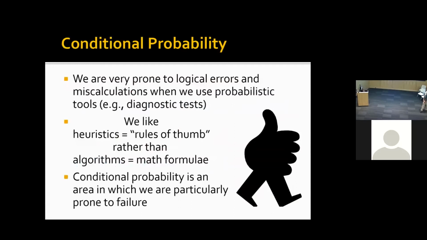All right. So why is this so hard for us? Well, it has to do with conditional probability. We're really prone to logical errors and miscalculations when we use probabilistic tools, of which diagnostic tests are one. So we like heuristics. That's the way we're built as people. This is a source of stereotypes and all kinds of biases, rather than using algorithms, rather than using the actual formulas that underlie those probabilities. And conditional probability is an area where we are particularly prone to failure.